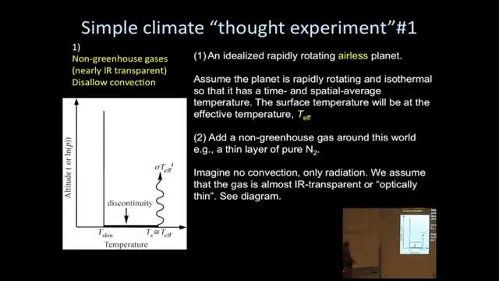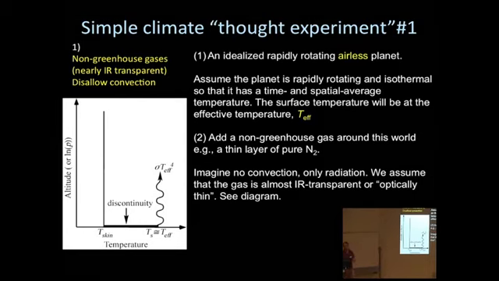So now apply this in a thought experiment to climate. Let's imagine an idealized, rapidly rotating, airless planet initially. We assume that it's rapidly rotating so that temperature is spread, let's assume that it's isothermal. Okay? It has to be the same temperature everywhere.